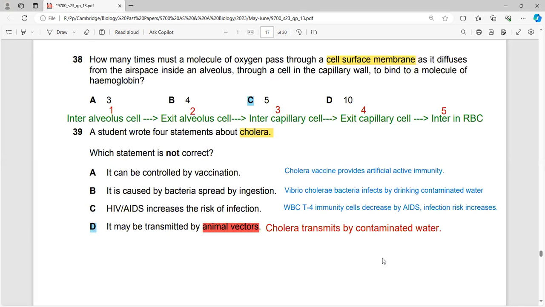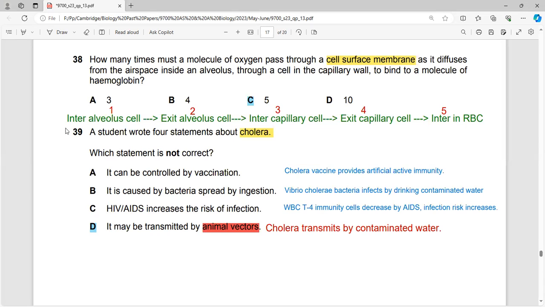How many times must a molecule of oxygen pass through the cell surface membrane as it diffuses from the air spaces into the alveoli through the cell in the capillary wall to bind to the molecule of hemoglobin? So when the oxygen is moving from the alveoli to the hemoglobin, there are three cells involved here: the alveolar cell, the capillary cell, and the red blood cell.